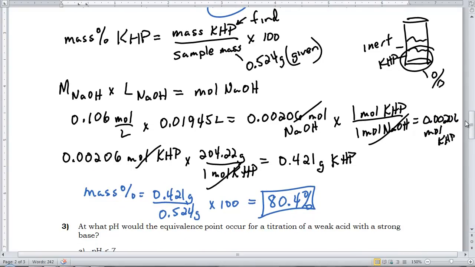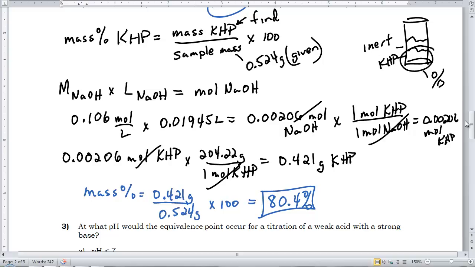Okay, so for the strong acid, strong base titration, we calculate the pH at various points along the way. We did that Tuesday in class. But remember, the most important point of the titration is the equivalence point. So from that point, we could get mass percent as we did here.